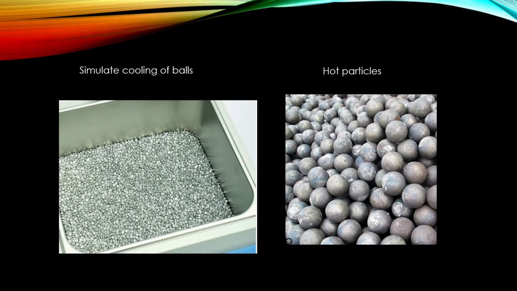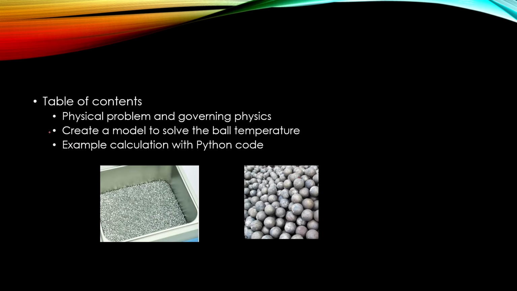Typically we have a vessel filled with oil and we have hot particles. Typical particle diameter is maximum some millimeters. In this video we will first look at what is the physical problem, and then we will create a Python code to calculate the ball temperature during cooling, and we will calculate an example.